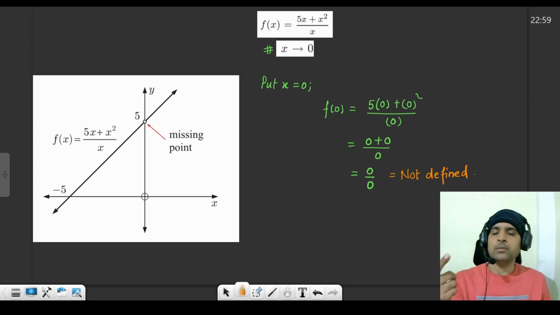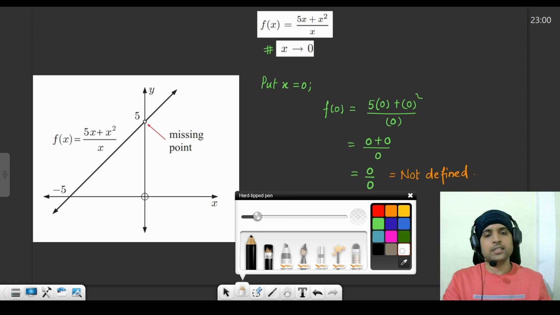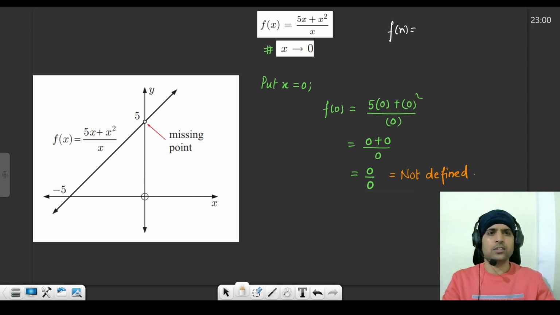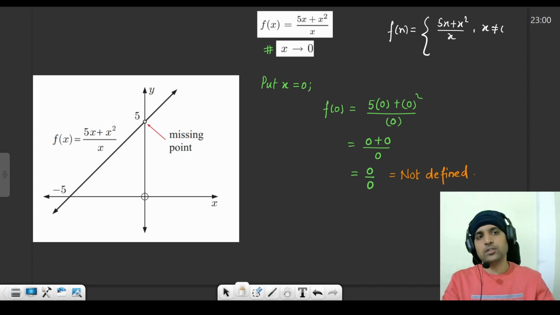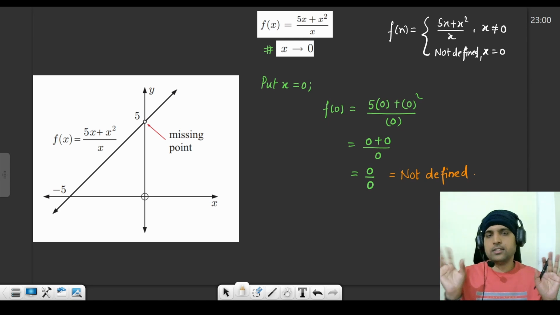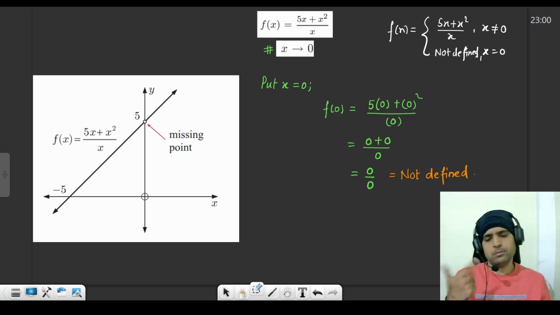But still we can calculate the limit at that point. We can calculate the limit at 0 also. That is the whole thing. So if I break down the function, f of x is equal to 5x plus x square upon x when x is not equal to 0. And when x is equal to 0, it is not defined. So this is our function: at x equals 0 it is not defined. You can clearly see you are getting 0 by 0, it's not defined, but at other points it is defined. But still we are able to calculate the limit. How? Let me show you.